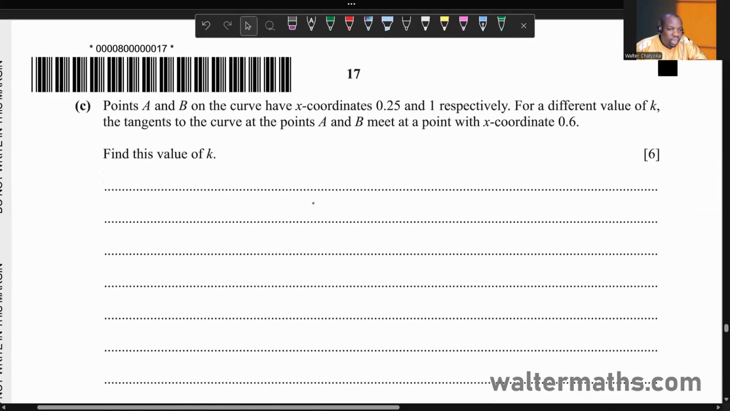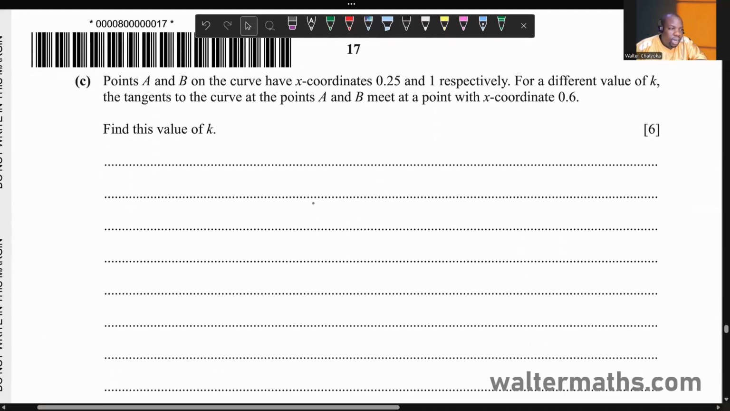Next, there's a part C. And part C says points A and B on the curve have x coordinates 0.25 and 1 respectively. For a different value of k, the tangents to the curve at the points A and B meet at a point with x coordinate 0.6. Find this value of k.